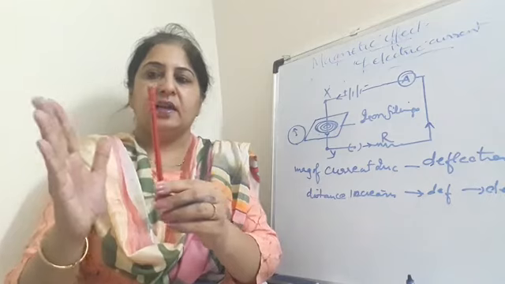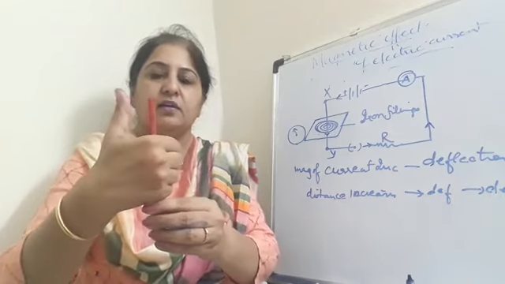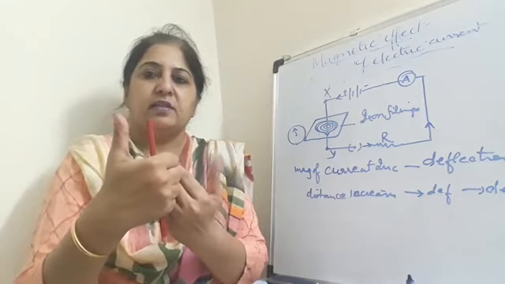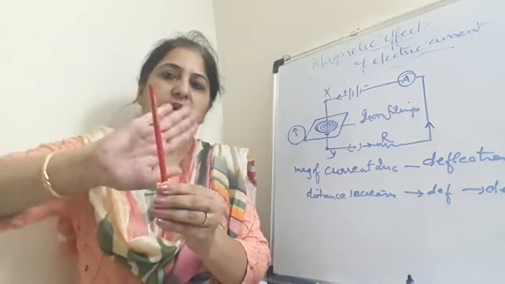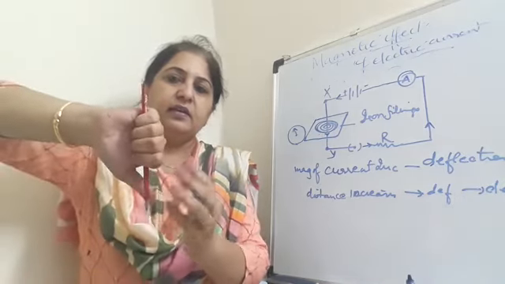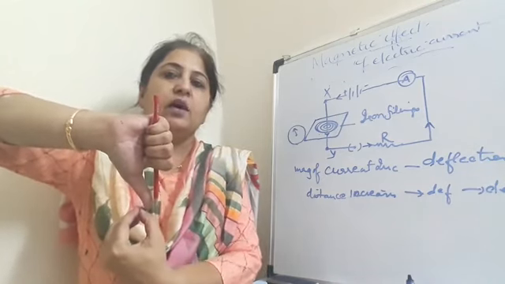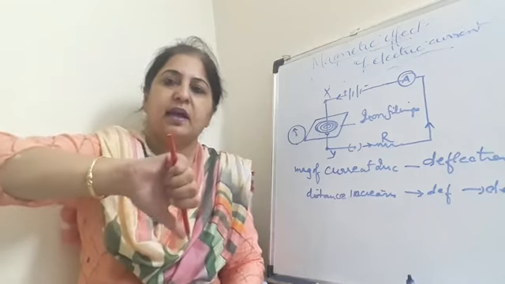You can see once again, this is how we curl the fingers. This is the direction of the current, this is the direction of the magnetic field, and if I hold it this way, definitely the direction of the magnetic field will change as the direction of the current is now downwards. So this is the right hand thumb rule.